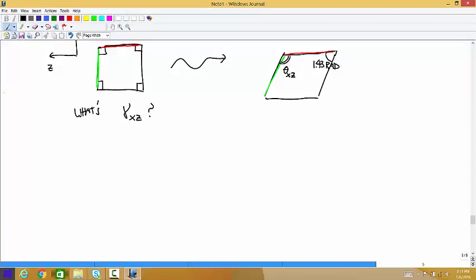So let's see. First we have to figure out what that is. If you add up this angle and this angle, they have to add up to 180, or they have to add up to pi. So theta xz plus 1.43 is equal to pi. So theta xz is equal to 1.71 radians.